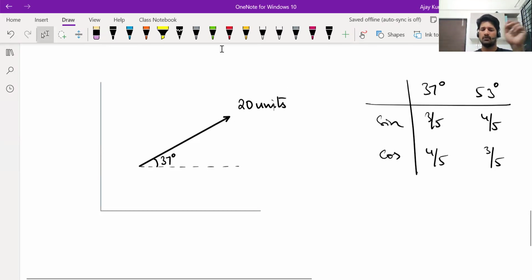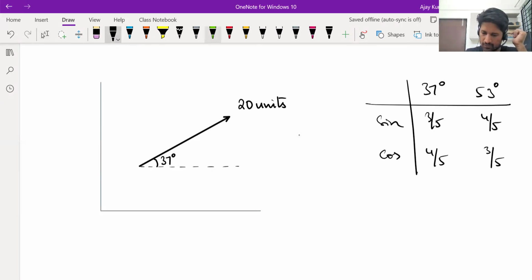One of you quickly tell me, if a vector's magnitude is A and it makes an angle theta with some direction, how much is its scalar component in that direction? A cos theta, sir. A cos theta. Okay, vector's magnitude times cos of the angle it makes with that direction. Good.